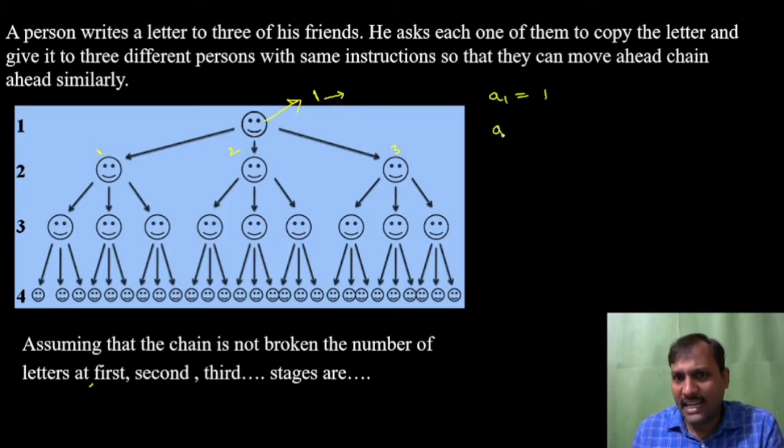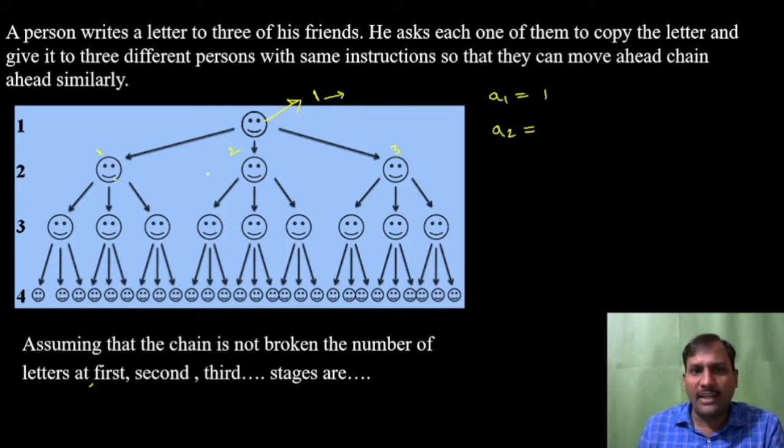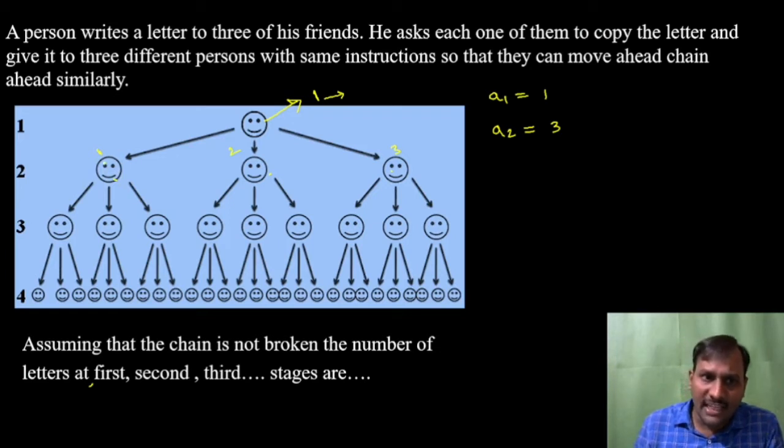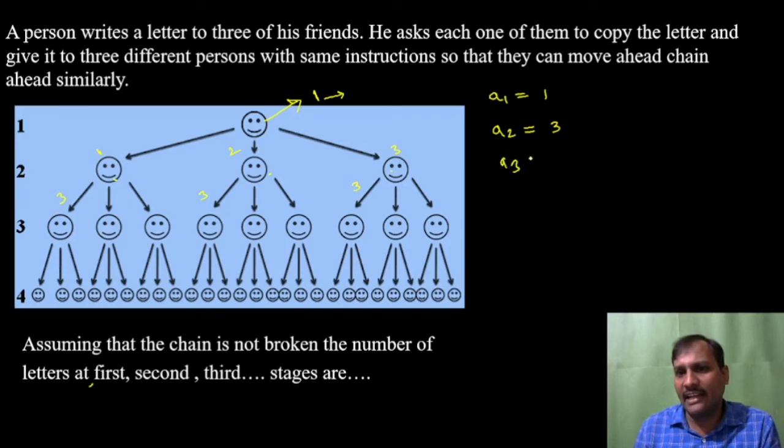Then let us take the second stage: one, two, three. Three persons are there. Now these three persons again will write three letters to each of three friends. That is, this person writes to three friends, that is three. This person writes to three friends, three. This person also writes to three friends. So 3 into 3, that is 9 members in the third stage.